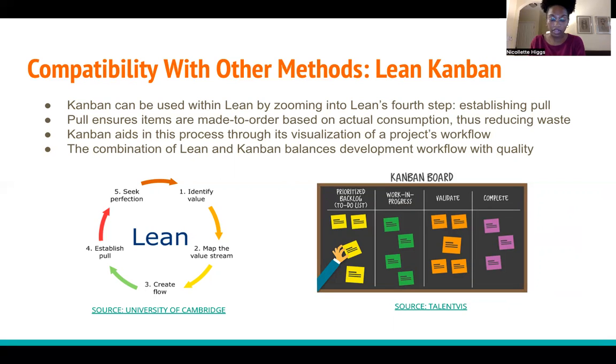And as you can see below, we have charts showing the steps for lean. And then on the right, the Kanban board shows goods in, goods that are work in progress, and the goods that are sent out.